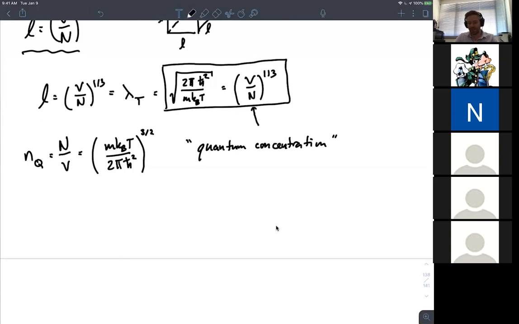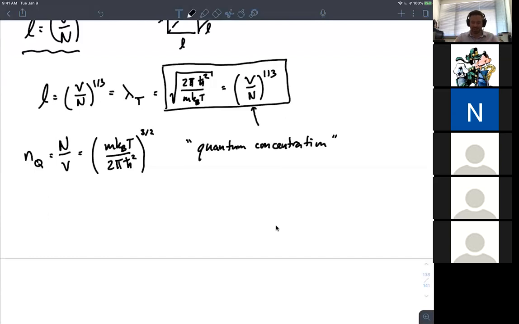All right, so now this has been a very rough argument. And so now what we're going to do is to make this argument more rigorously. And I'm going to show you that the answer that we get for when quantum mechanical effects actually appear is very close to this, but there is a small correction factor.